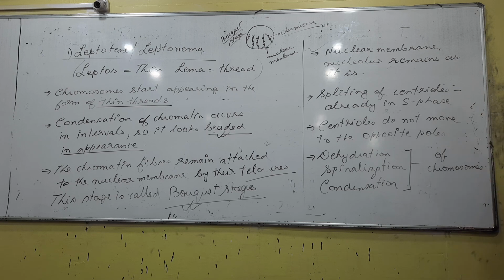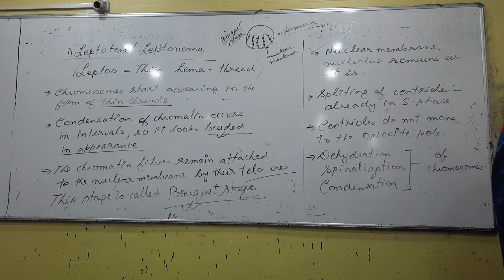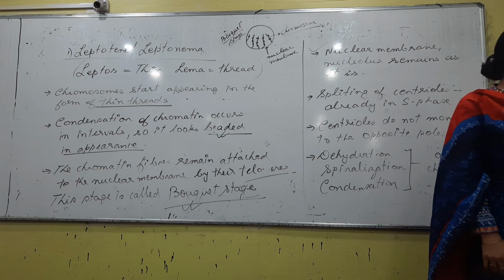Clear? Another question that could be asked: does the nuclear membrane degenerate during leptotene? No. We know the nuclear membrane degenerates in prophase, but it does not degenerate in the first phase. So the question is asked about this point. Clear? No doubt we are writing many sentences, but we have just 3 things to remember from this stage: thin threads, beads, bouquet stage, right? After this, next write zygotene.